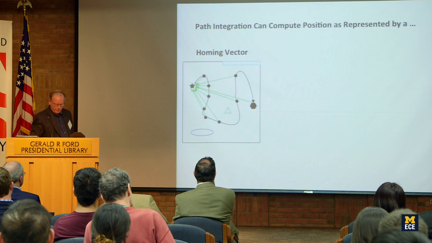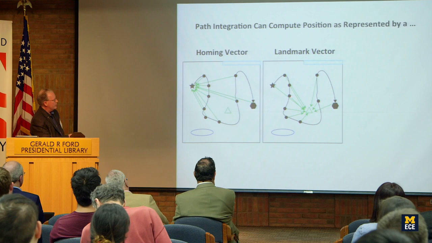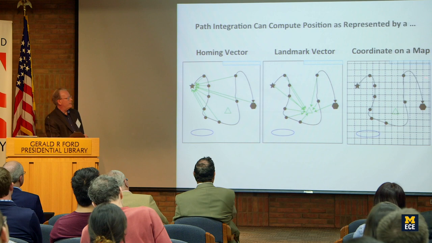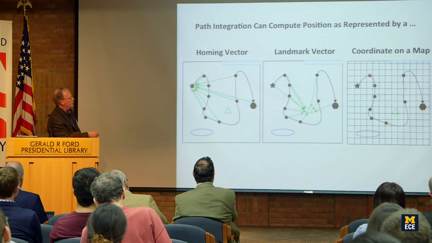But you could also keep track of position by using path integration to update a landmark vector. So if you know you start here relative, say, to this landmark, you can keep track of where you are always relative to that landmark, or you can keep track of where you are as a coordinate on a map. And this is the way we're going to be talking about it in this talk here. The idea is that in the hippocampus, both grid cells and place cells, this is a map-like representation, and you're keeping track of your location by integrating your movement by updating these coordinates on a map like this.